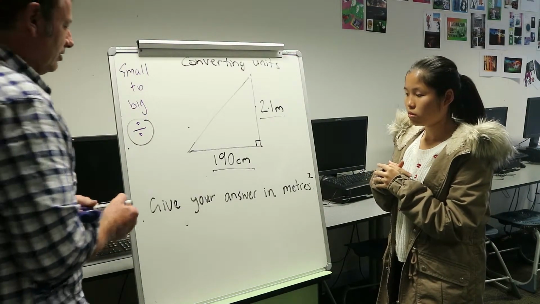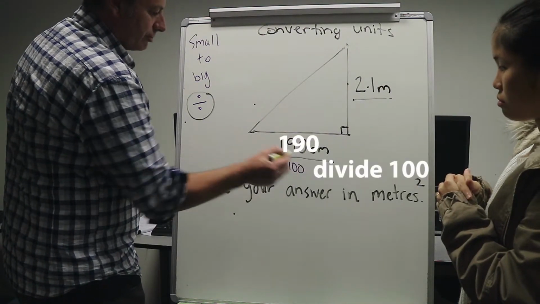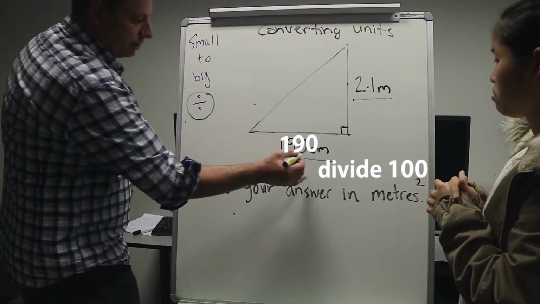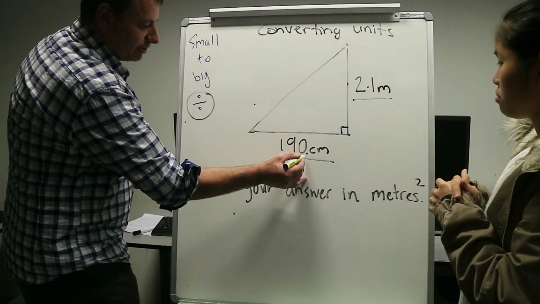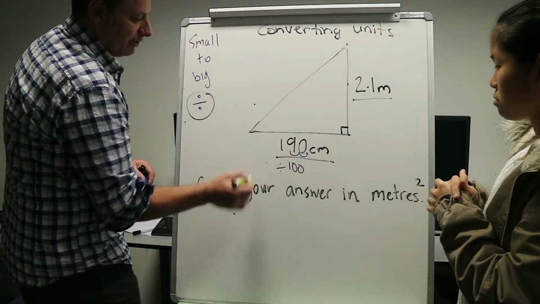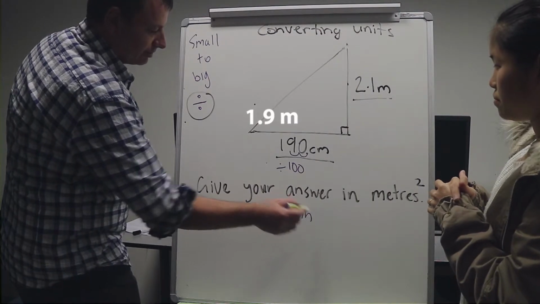Therefore, we need to divide 190 by 100. You could do that on a calculator, or you could move the decimal point over 2 places. And the answer, therefore, is 1.9 metres.